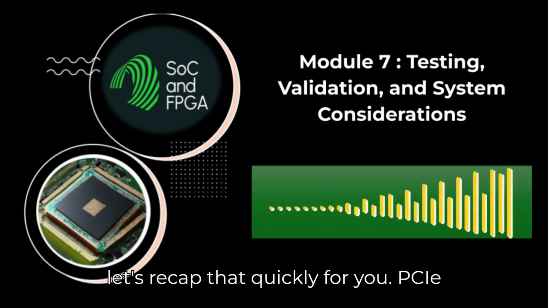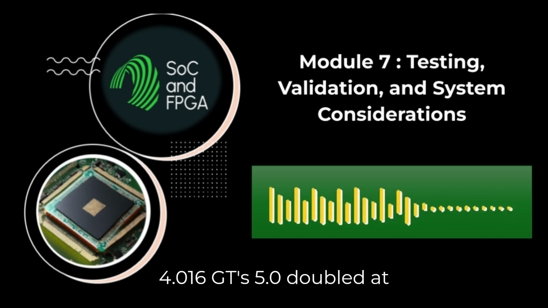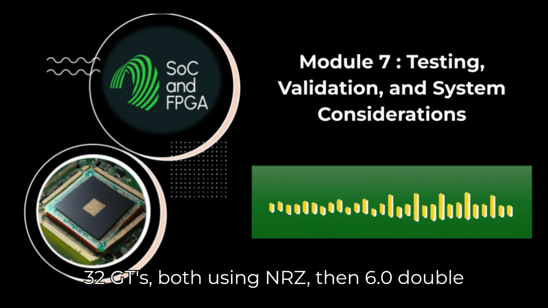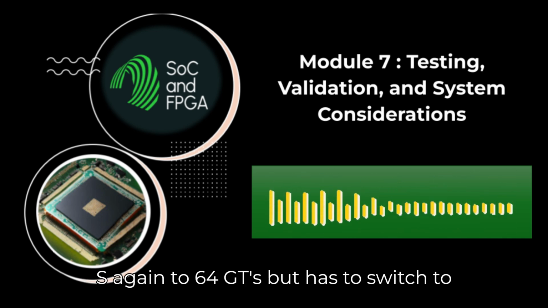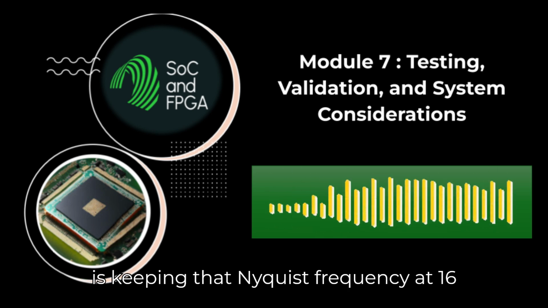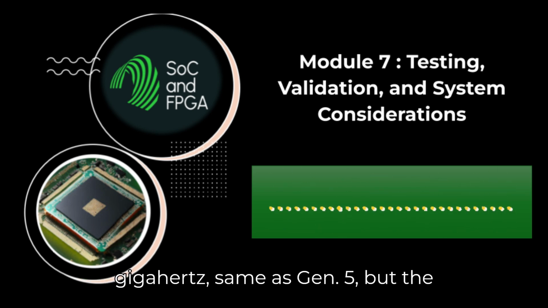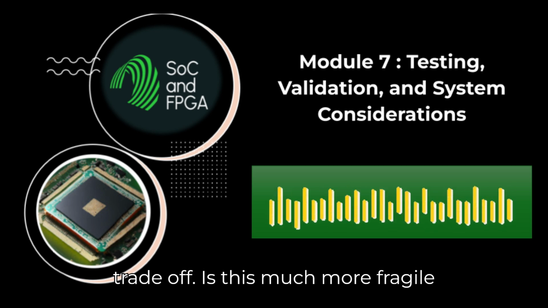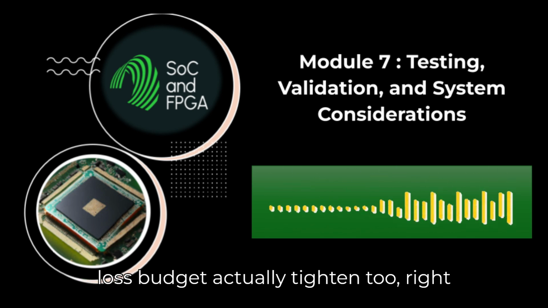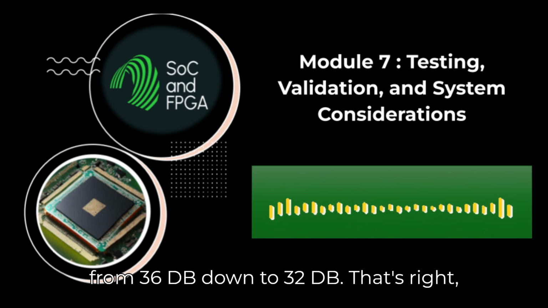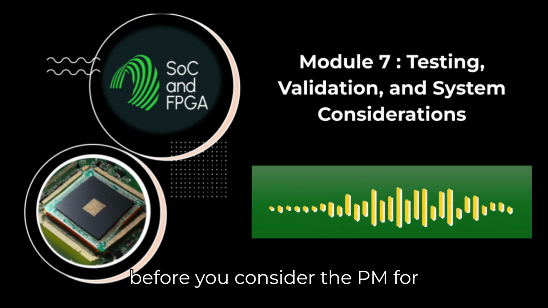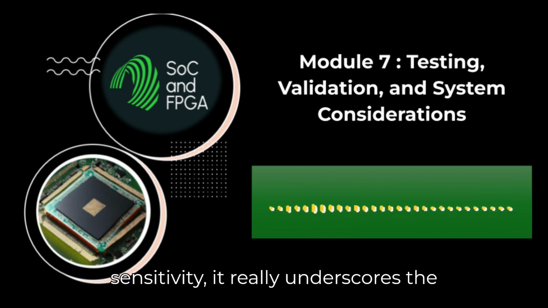Wow. Okay, so let's recap that quickly for you. PCIe 4.0, 16 GTs, 5.0 doubled it, 32 GTs, both using NRZ. Then 6.0 doubles again to 64 GTs, but has to switch to PM4. Had to, no choice. And the genius is keeping that Nyquist frequency at 16 gigahertz, same as Gen 5. But the trade-off is this much more fragile signal. And I remember seeing the channel loss budget actually tighten too, right? From 36 dB down to 32 dB. That's right. Less margin for error overall, even before you consider the PM4 sensitivity. It really underscores the challenge.